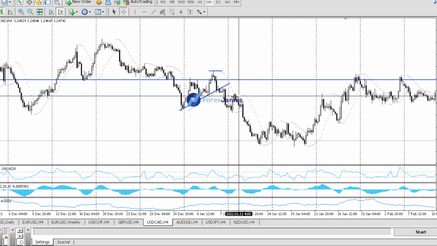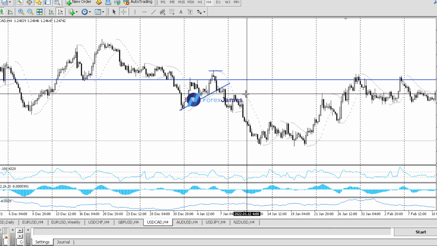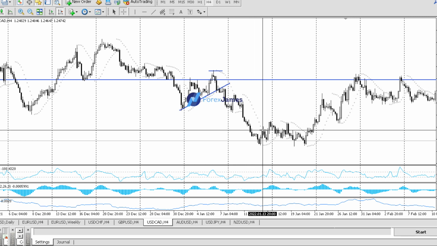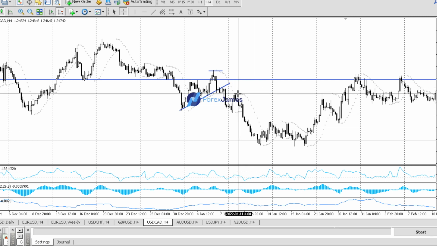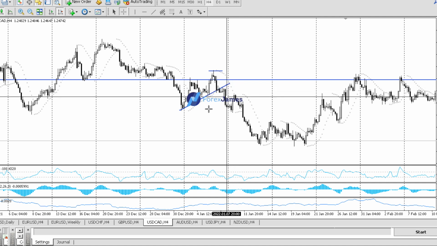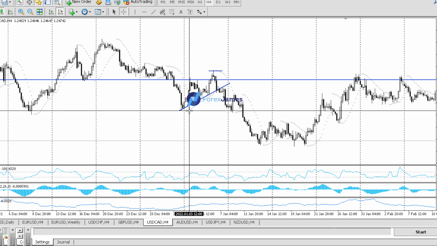And again, this is not perfect. You may have gotten stopped out here, or if you had placed it a little loosely, you could trail it all the way down here. You could trail it at the last dot or the second last dot. That's how I usually do it for trailing with the SAR.